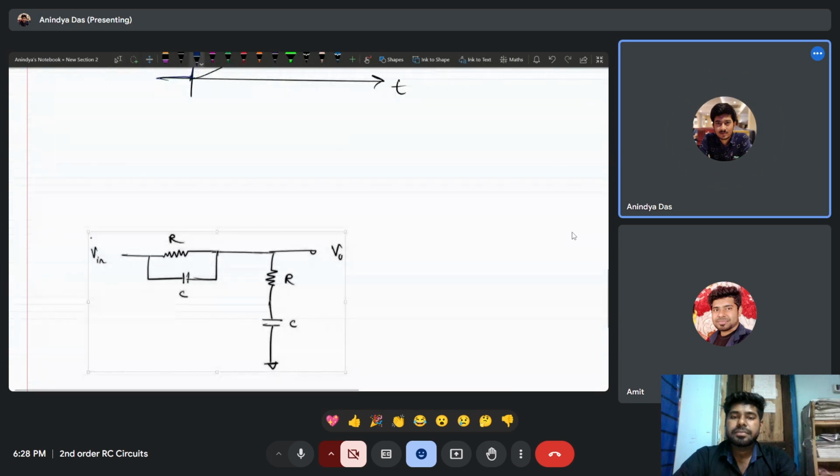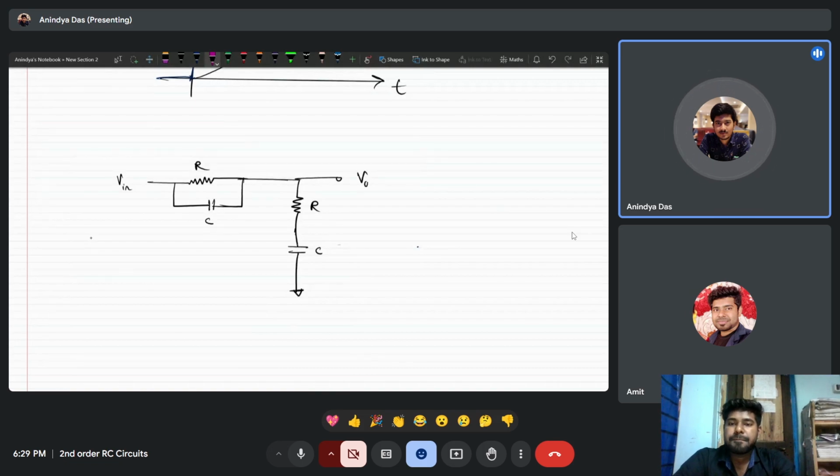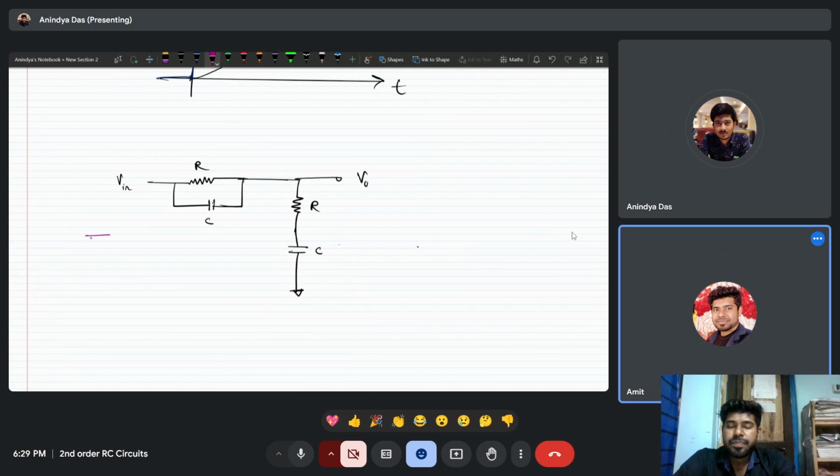Again, we can clearly see this is a second order RC circuit. If we are asking how it is second order, the same thing applies here: you can set independently the voltage across the two capacitors, or you can check that the current through the capacitors is not equal, right? Yes, exactly.